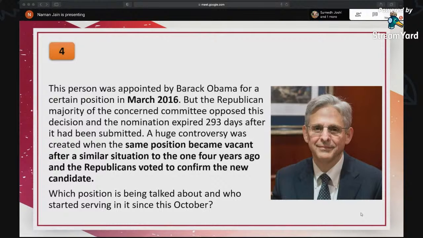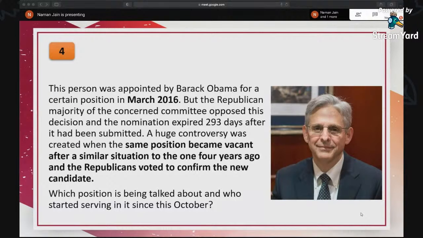Read these lines, the bold parts carefully. The same position became vacant after a similar situation to the one 4 years ago, and the Republicans voted to confirm the new candidate. Okay, so the Republicans were opposing the same thing 4 years ago, but they voted to confirm the new candidate. Which position is being talked about and who started serving in it since this October? This was very much in the news.